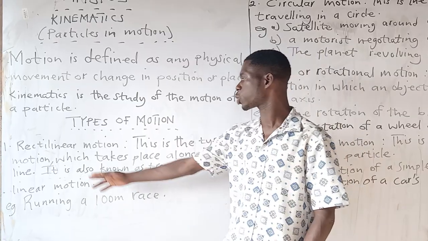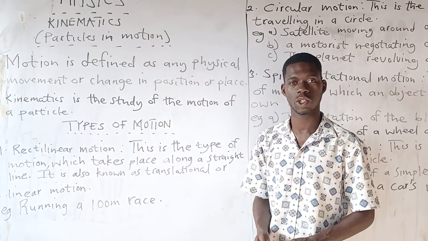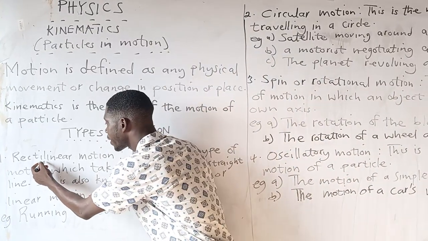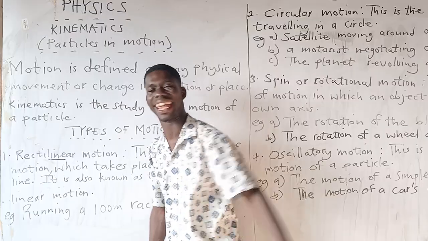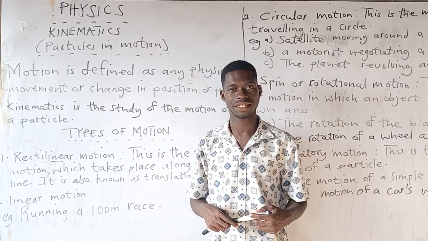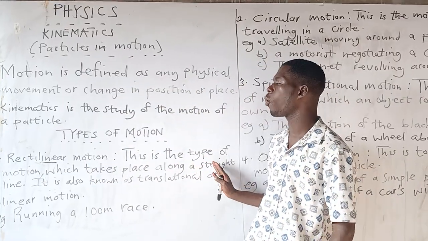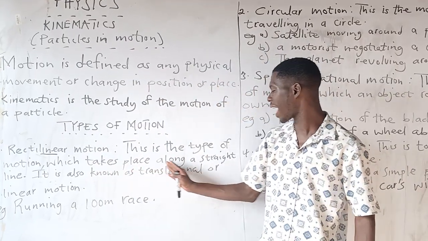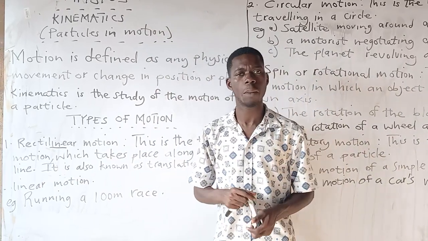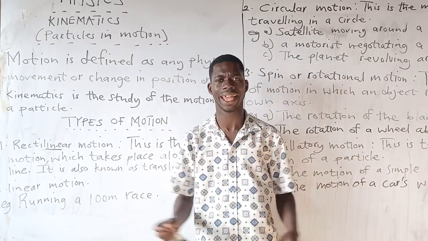So the first one is rectilinear motion. You can even see it from the word: rectilinear motion from the word line. So what is rectilinear motion? This is a type of motion which takes place along a straight line.